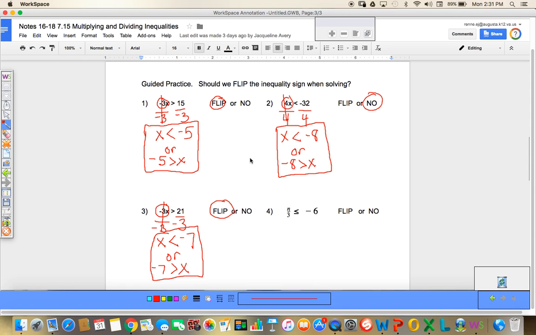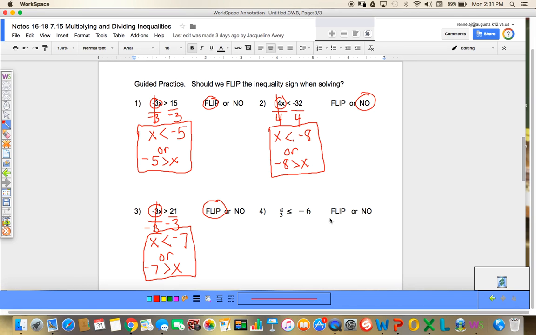And again, don't forget to do both checks, not only for the number, but to see if the symbol is going the correct way. Okay, now I will solve this one and show the check. So we're going to circle n divided by 3. So is this a flip or no? If you said no, you are correct. The variable is not negative. What's the opposite of dividing by 3? Correct, multiply by 3.